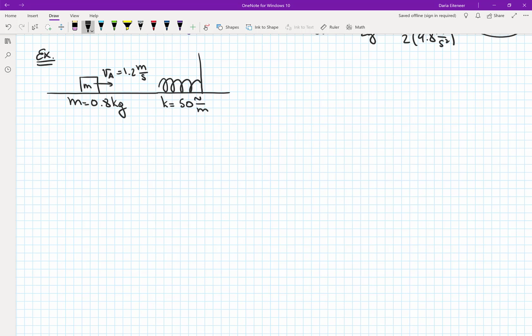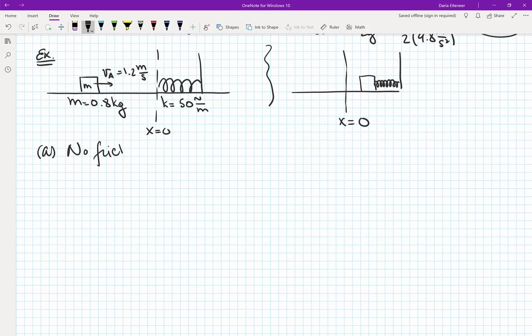So the block connects with the spring and makes the spring compress. Over here, I can call this x equals 0, and now this whole system moves in such a way that the spring is compressed beyond x equals 0. Okay? So for part A, we're going to assume that there is no friction, and we are going to calculate x final, as in by how much the spring got compressed when the block hit it. Now, this is a collision problem, right? Inelastic collision, right?